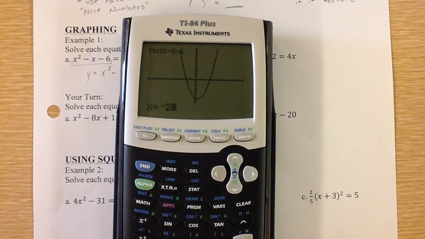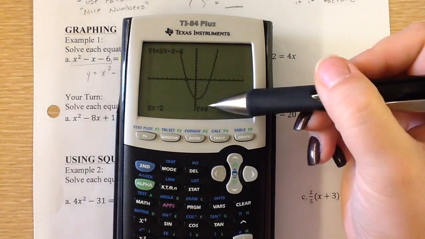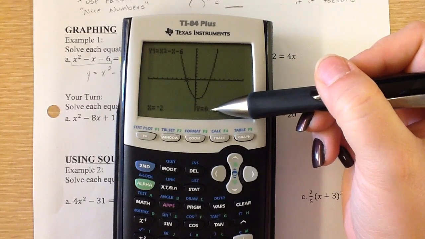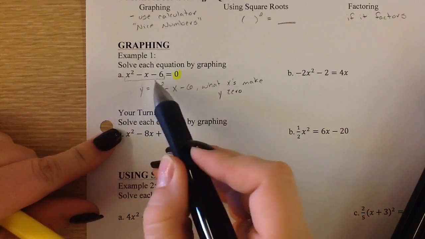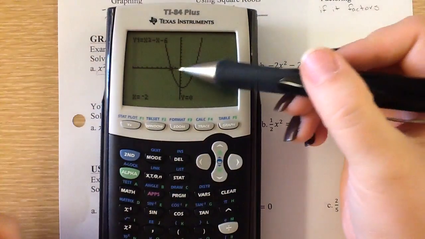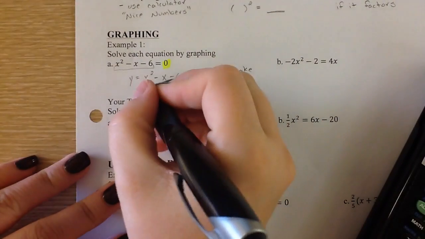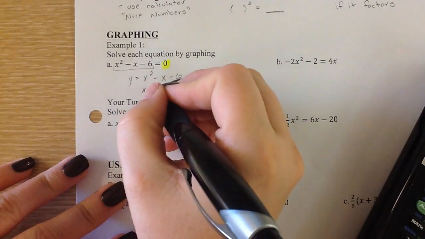Let's go ahead and type in -2 and see if it worked. Yep, -2 did give me a 0. So when I put a negative 2 into this, it gives me 0. So one of my solutions would be x equals negative 2.